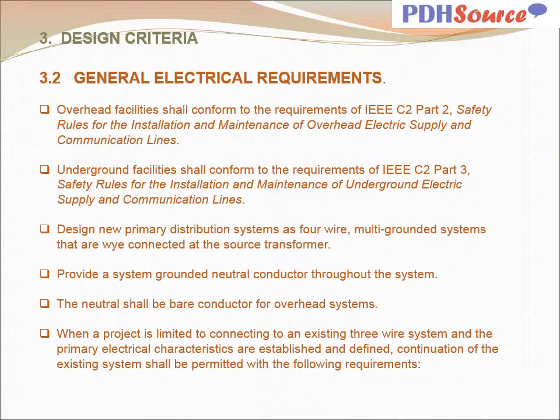Design new primary distribution systems as 4-wire multi-grounded systems that are Y-connected at the source transformer. Provide a system grounded neutral conductor throughout the system. The neutral shall be bare copper for overhead systems. When a project is limited to connecting to an existing 3-wire system and the primary electrical characteristics are established and defined, continuation of the existing system shall be permitted with the following requirements.